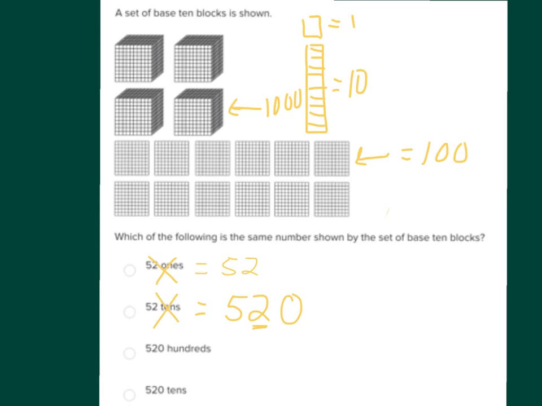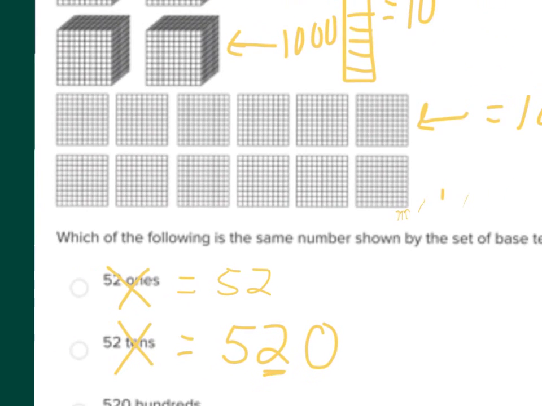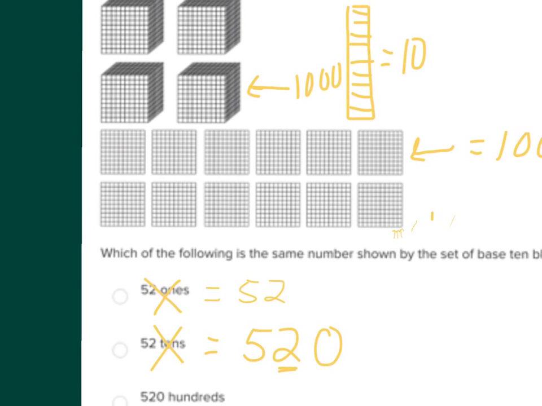Another reason why 52 tens isn't the answer is if we zoom in on one of these squares, there are tens right there. That's a 10. The next row is a 10. The next row is a 10. There's 10 tens in each of those. So there would be 10 tens there, 10 more tens, that's 20, 30, 40, 50, 60, 70. We're way over 52 tens. Okay? So we know it's not that.